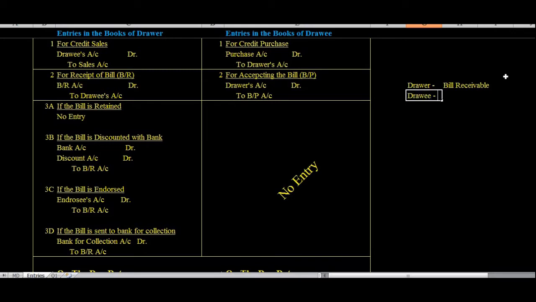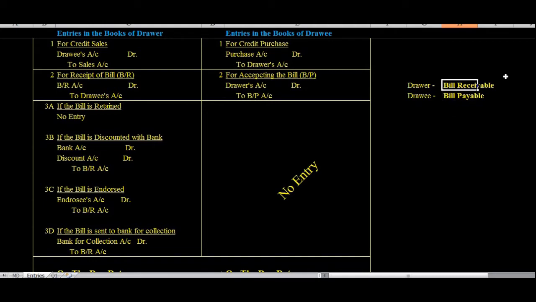However, for a Drawee, the document is a bill payable, because for a Drawee he has to pay. Alright, now these are the two terms that everyone needs to remember. You just need to remember it very carefully. For a drawer, the document is a bill receivable, and for a Drawee, the document is a bill payable.